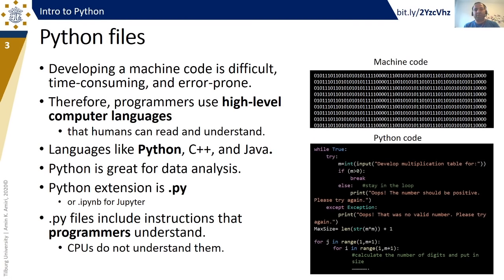So developing a machine code is difficult, time-consuming, and error-prone. It's difficult to memorize the zeros and ones for different instructions. Therefore, programmers use high-level computer languages that humans can read and understand, languages like Python, C++, and Java. If you compare these two, you can see that this is more understandable to human beings. Python is great for data analysis, while C++ is great for gaming and real-time applications. Java is great for building enterprise applications.